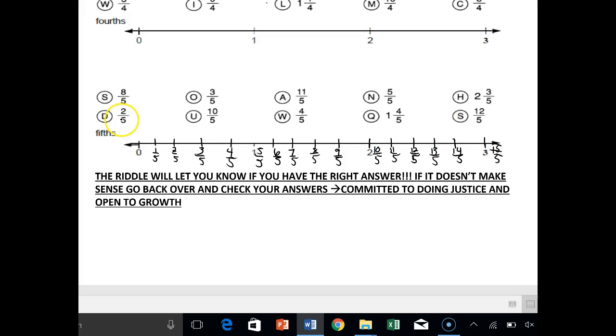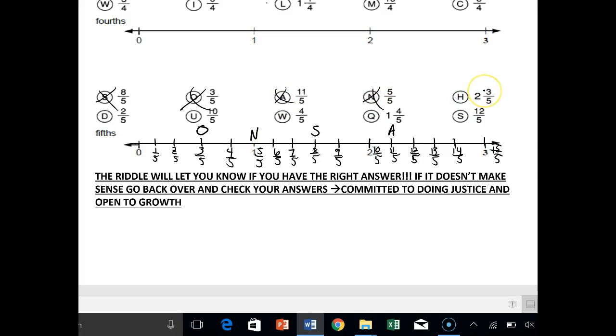So let's label these. 8/5 is right here. It's just past 1, right before 2. 8/5 is an S right there. 3/5, it's right here in between 0 and 1. 3/5, so that's O. 11/5, we follow this up. 11/5 is right there. That's A, right, greater than 2. 5/5 we know is 1 whole, right? So that's N right there.